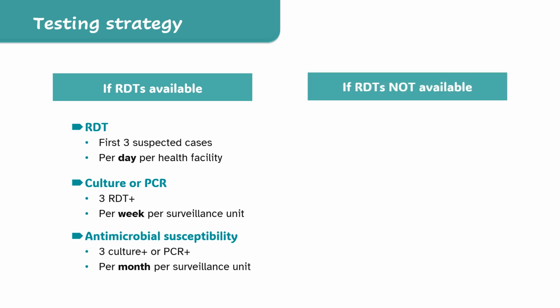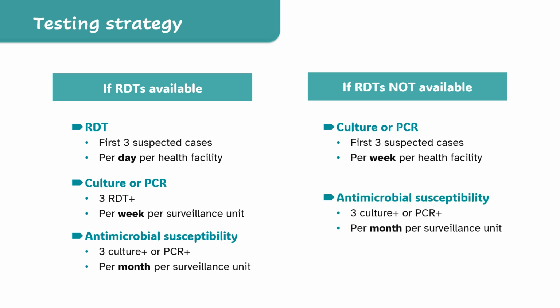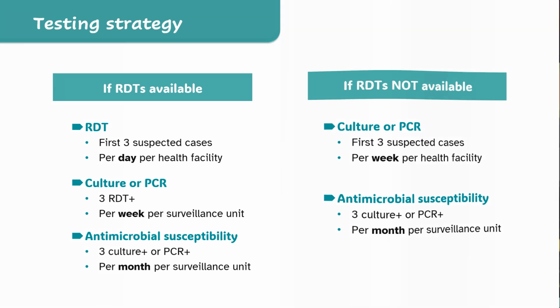In surveillance units where RDTs are not available, each week and at each health facility, the first 3 suspected cholera cases are tested by culture or PCR. In addition, 3 cholera cases confirmed by culture or PCR are also tested every month for antimicrobial susceptibility.